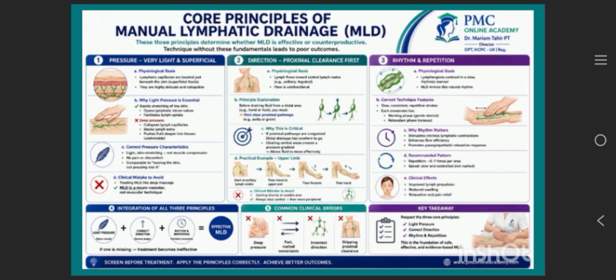Next is direction, proximal clearance first. First we will look at the physiological basis. Firstly, in the physiological basis, lymph flows towards central lymph nodes.